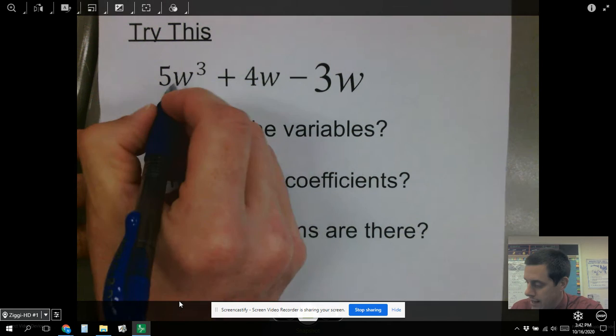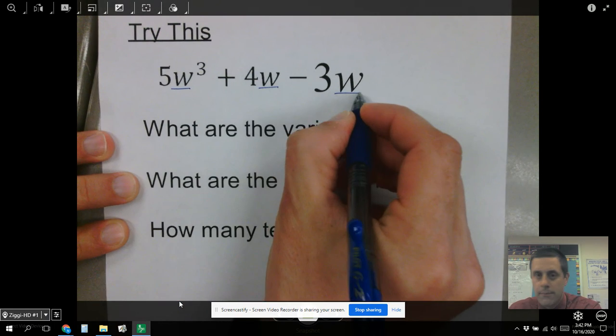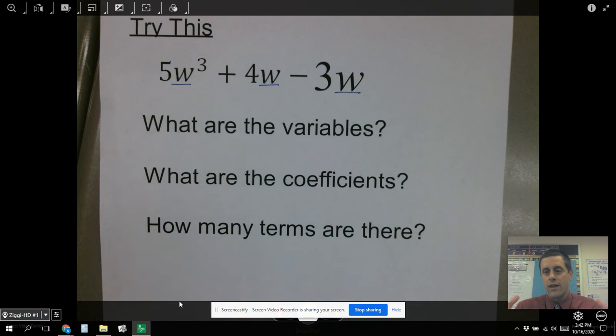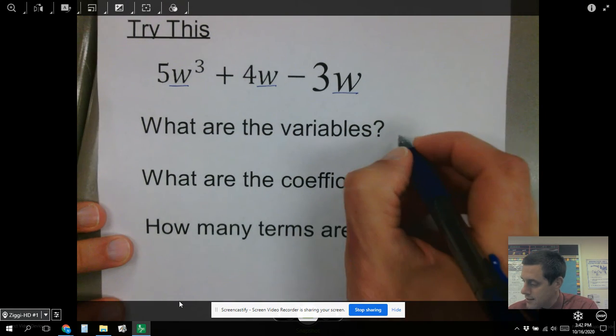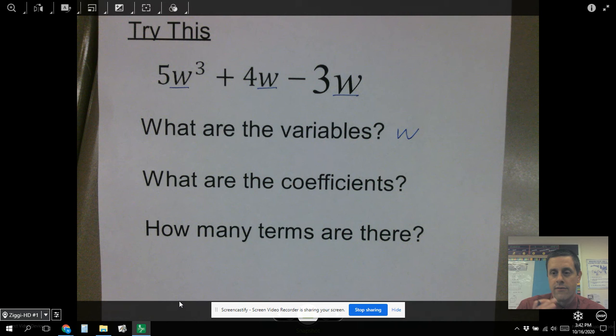All right, variables. We have a w here, and a w here. w within one expression would have the same value over and over again. So we only need to list the w once, even though it occurs 3 times in the expression.